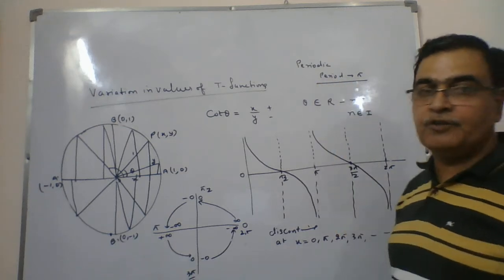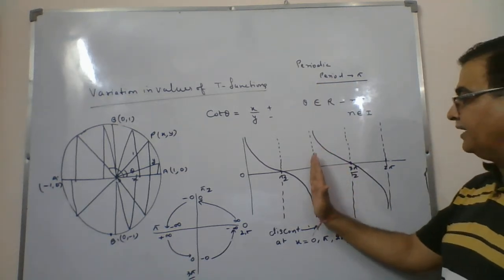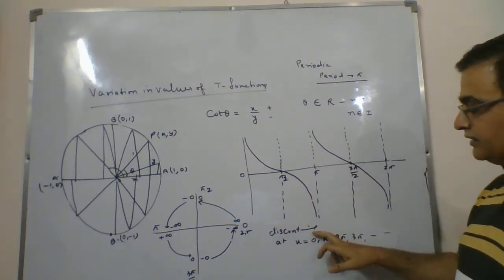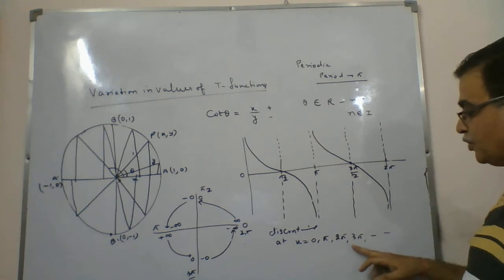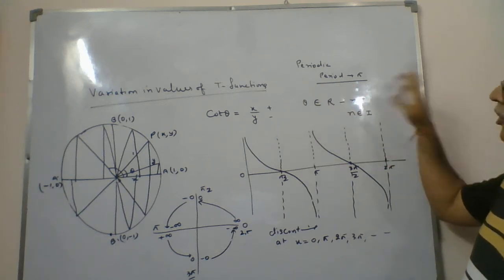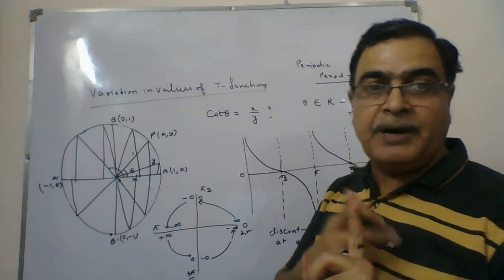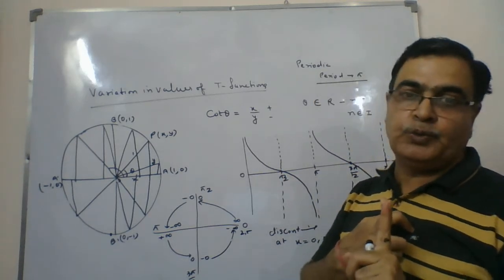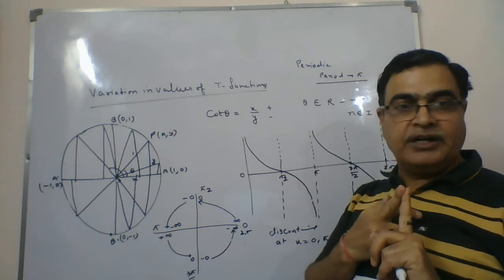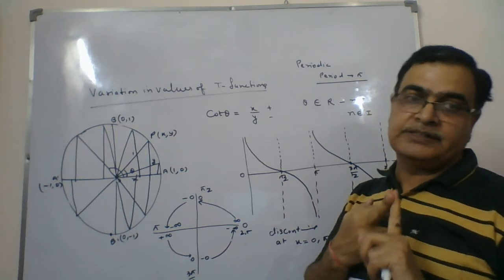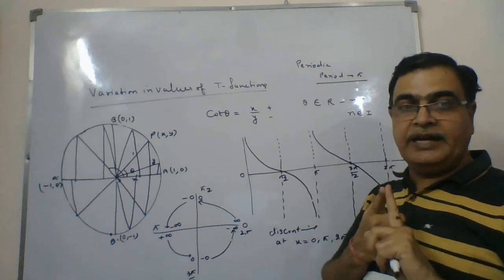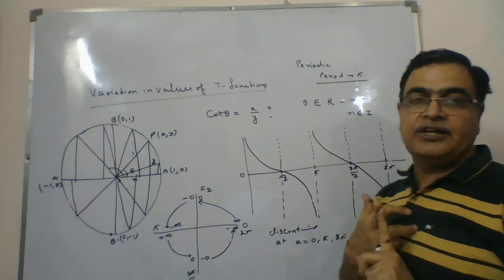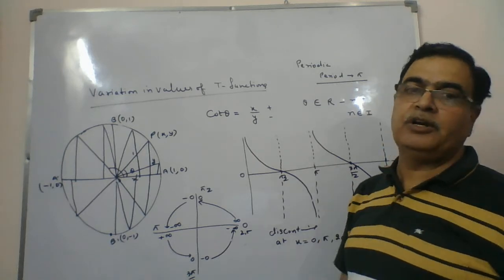We should say it is a periodic function and its period comes out to be pi. Here it is pi, 2 pi, so its period comes out to be pi. It is discontinuous at x equal to 0, pi, 2 pi, 3 pi, and it is a periodic function with period pi. So tan will have period pi, cot will have period pi, sine will have period 2 pi, cos will have period 2 pi. Sine and cos were continuous functions, tan and cot were discontinuous functions. Tan was discontinuous at odd multiples of pi by 2, and this is discontinuous at integral multiples of pi.